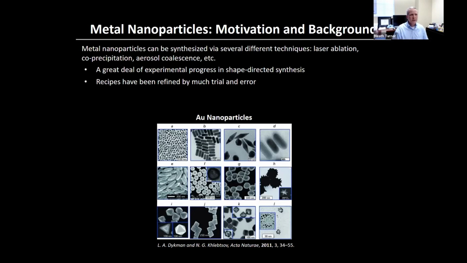But over the years, a lot of this has really just been developed through trial and error types of approaches. So it's very much a recipe driven approach that the experimentalists have taken. And so it can be very difficult to try to predict how to change that recipe to achieve different shapes or sizes of nanoparticles. And so this really sparked our interest in trying to develop some models to predict the growth.